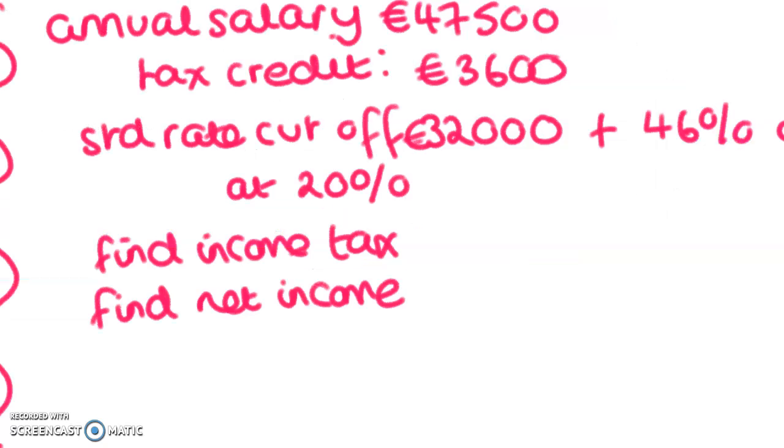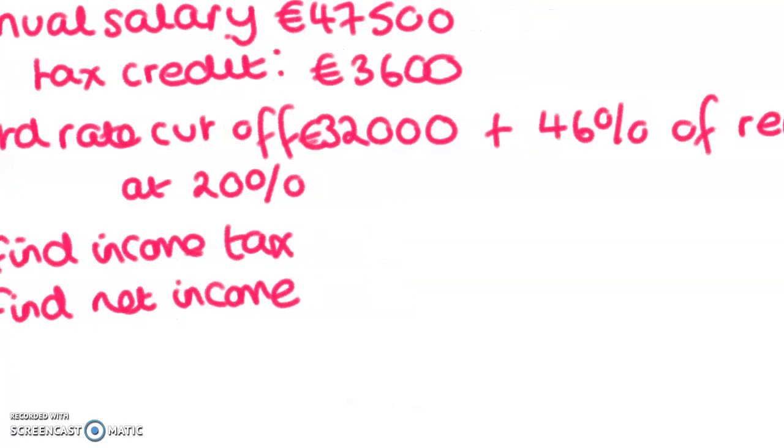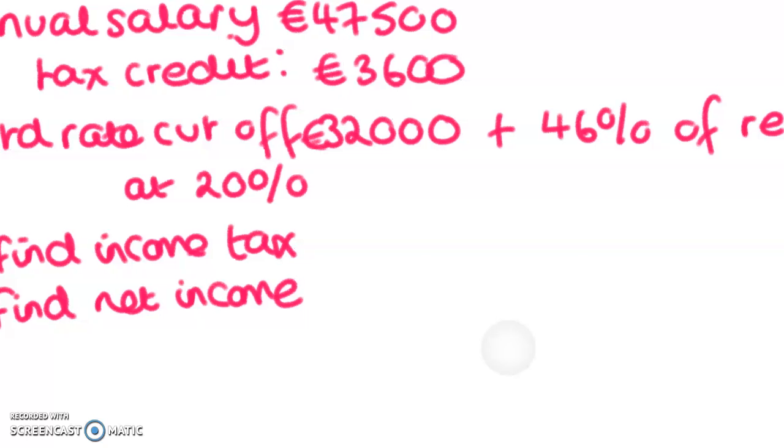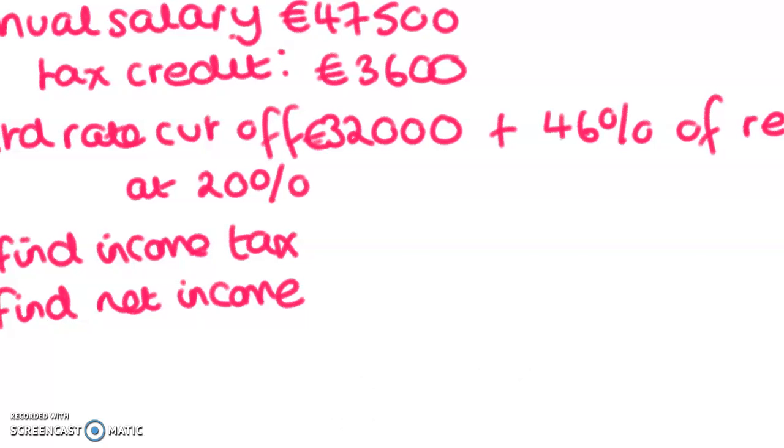Okay, lads, in the third section here on this question, if you want to have a read, they're talking about an annual salary. We're given tax credits. We're given the details of the standard rate cut-off, 46% of the remainder. Find the income tax and find the net income. So it's the same setup every time. This is the most straightforward way it can be asked.